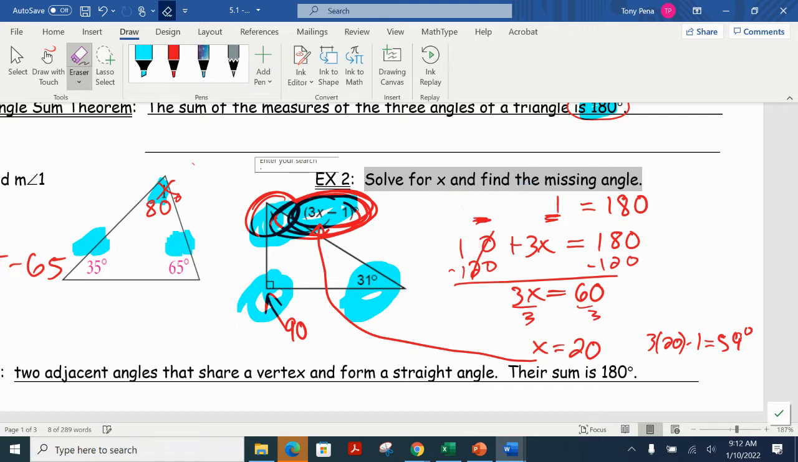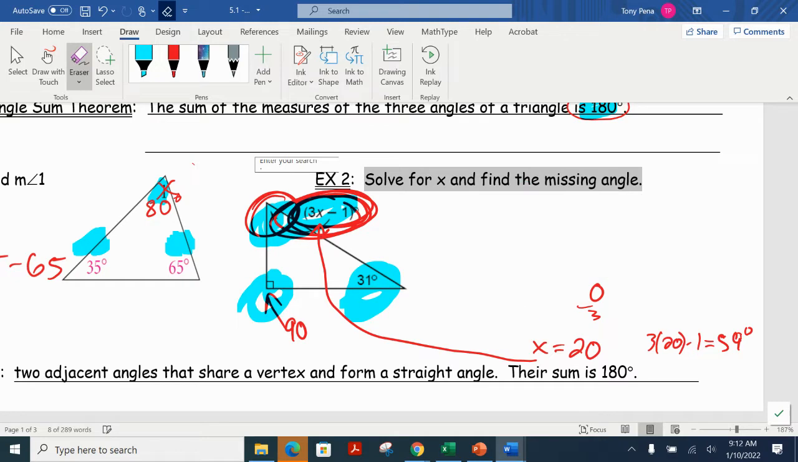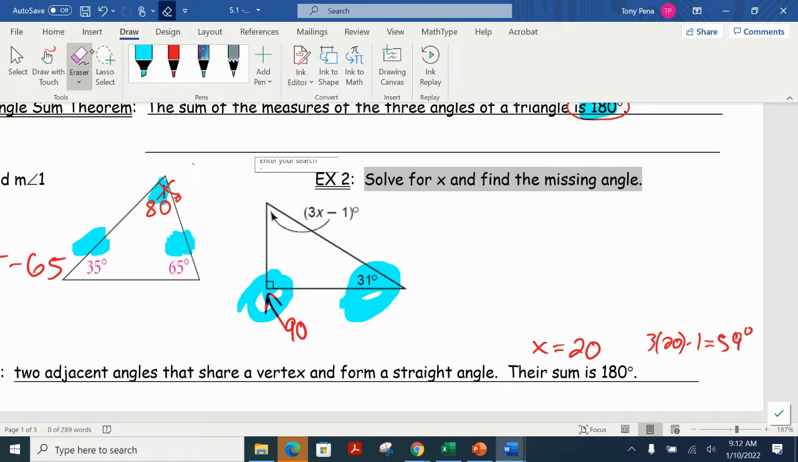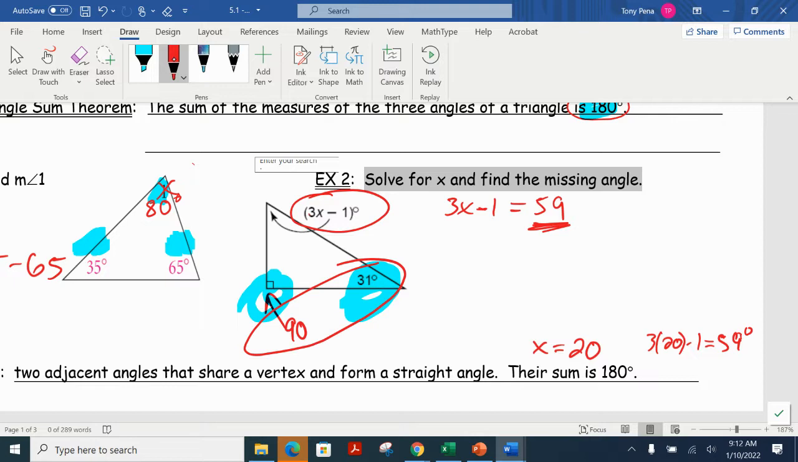All right. So now I'm going to magically erase all of this, and I'm going to ask Armando, what equation did you set up, Armando? 59 equals 3x minus 1. Okay, so what he did is he took this 3x minus 1 angle, and he right away set that equal to 59 degrees. Where did this 59 degrees come from? 90 plus 31, and then it was 180 minus 121.